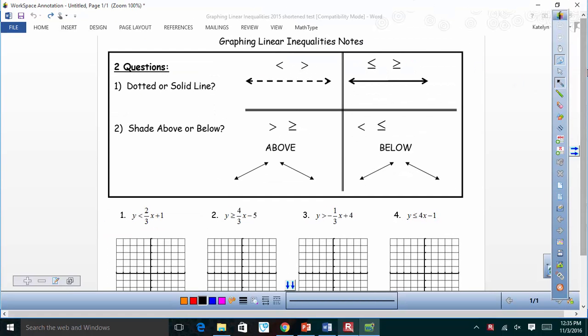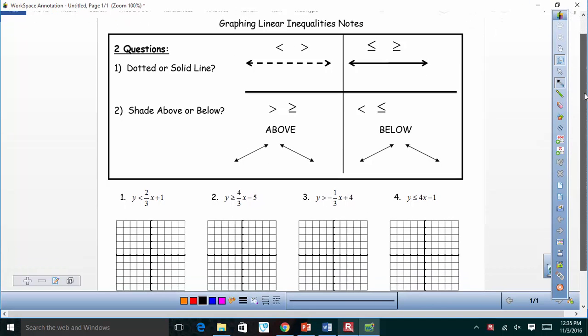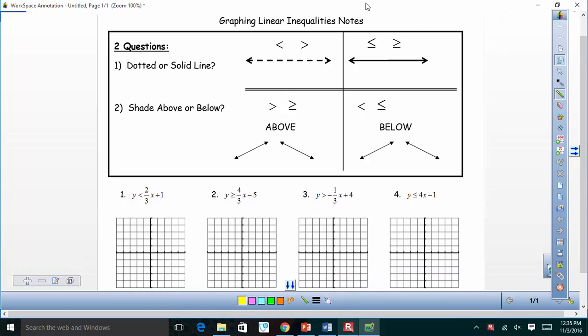Now, y'all remember up here, if it is just a less than or greater than sign, we had an open dot. This time it's going to be a dotted line. So greater than or less than means that the line is dotted. It's like being an open dot. And if it's greater than or equal to or less than or equal to, it is a solid line.